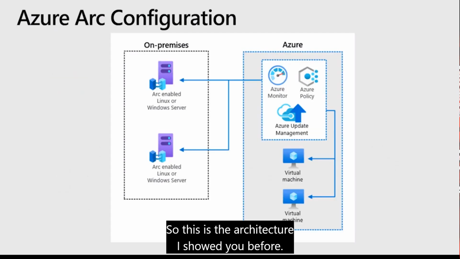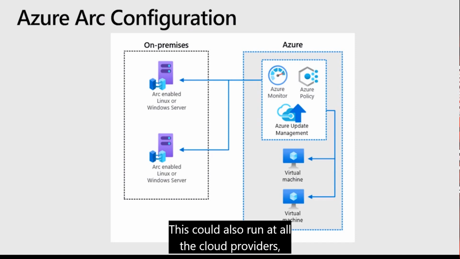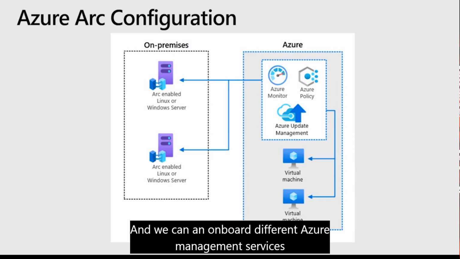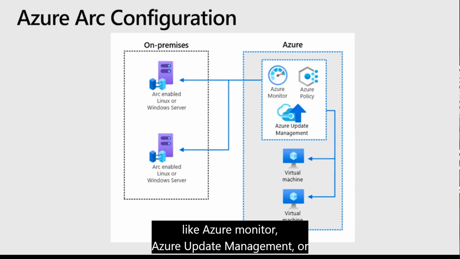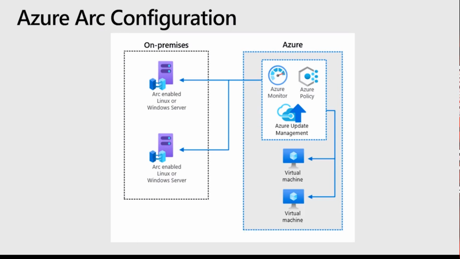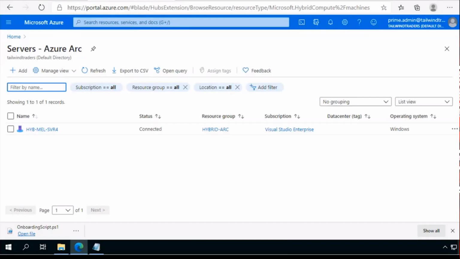So this is the architecture I showed you before. Again, on the left side, you see our on-premises servers. These could also run at other cloud providers. And we actually installed the Azure Arc server on these machines. And they are now part of Azure as an Azure resource in the Azure Resource Manager, and we can then onboard different Azure management services like Azure Monitor, Azure Update Management, or now what I'm going to show you is Azure Policy. So let's have a quick demo for Azure Arc configuration management with Azure guest configuration policies.